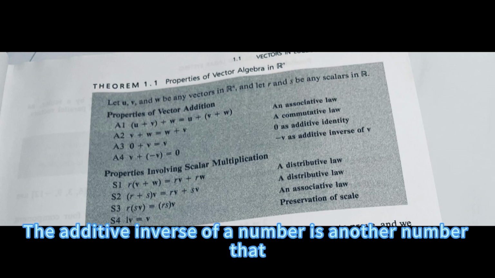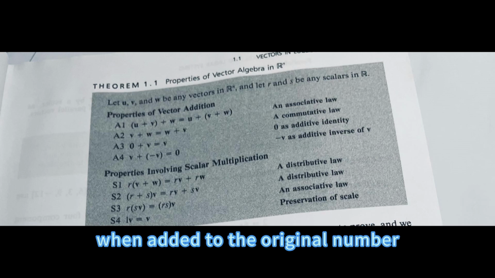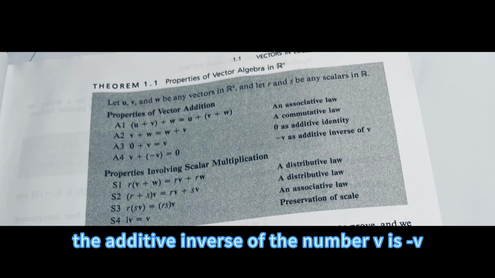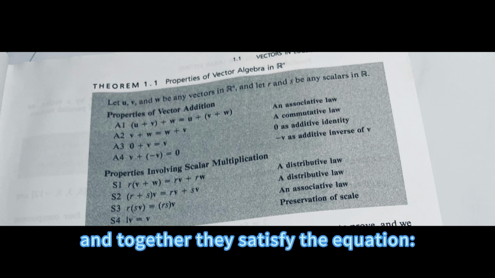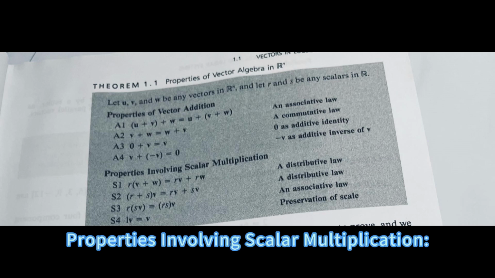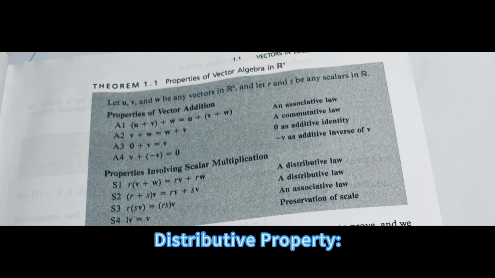The additive inverse of a number is another number that, when added to the original number, yields 0. For example, the additive inverse of the number v is negative v, and together they satisfy the equation v plus negative v equals 0. Properties involving scalar multiplication. Distributive property.